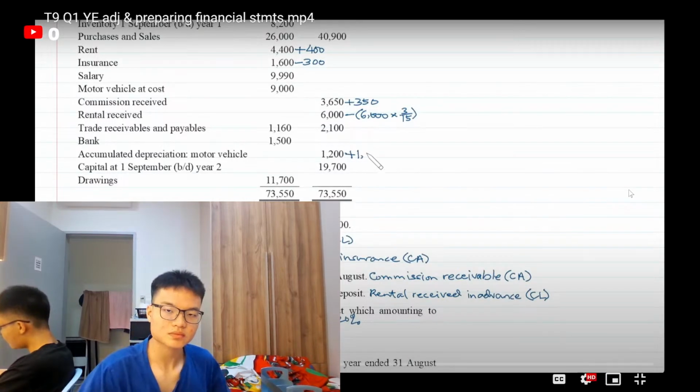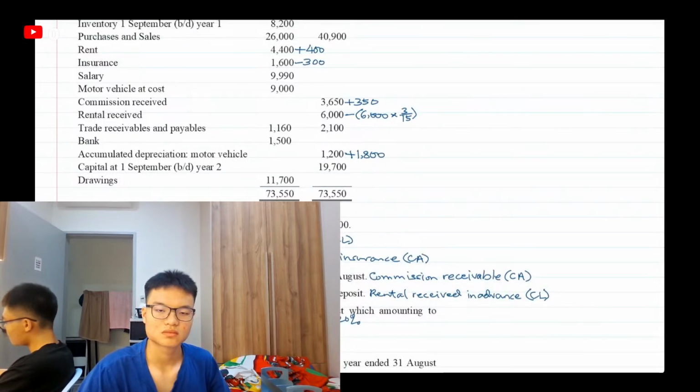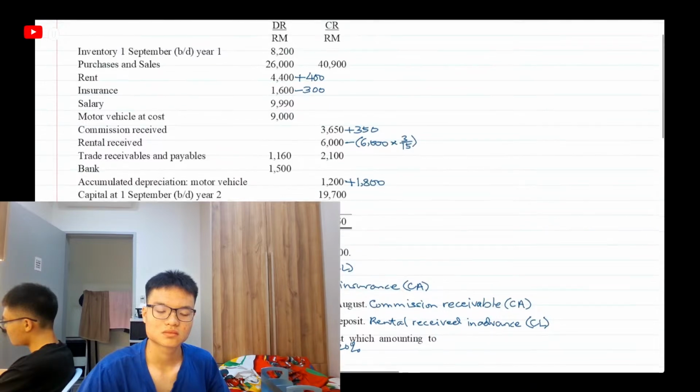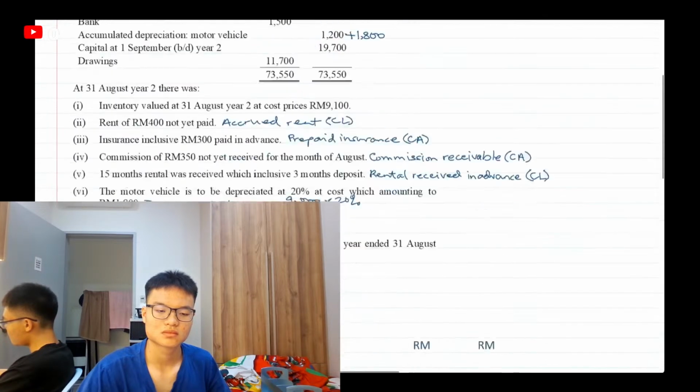Now, how do you repeat the depreciation? You must add another 1,800 here. Okay, so you have to update your accumulated depreciation account. This is the last year-end adjustment that we have to make. Now we are ready to prepare our financial statement.